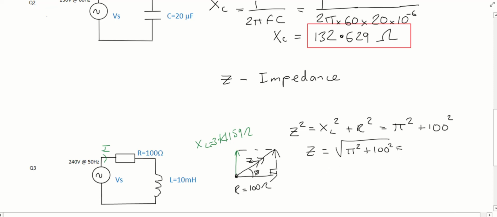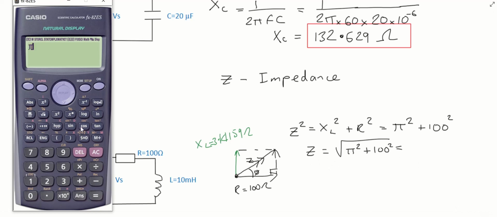So if we put that in the calculator, plus 100 squared equals. Right, so then we need to do the square root. Answer equals that. So that is 100.049.